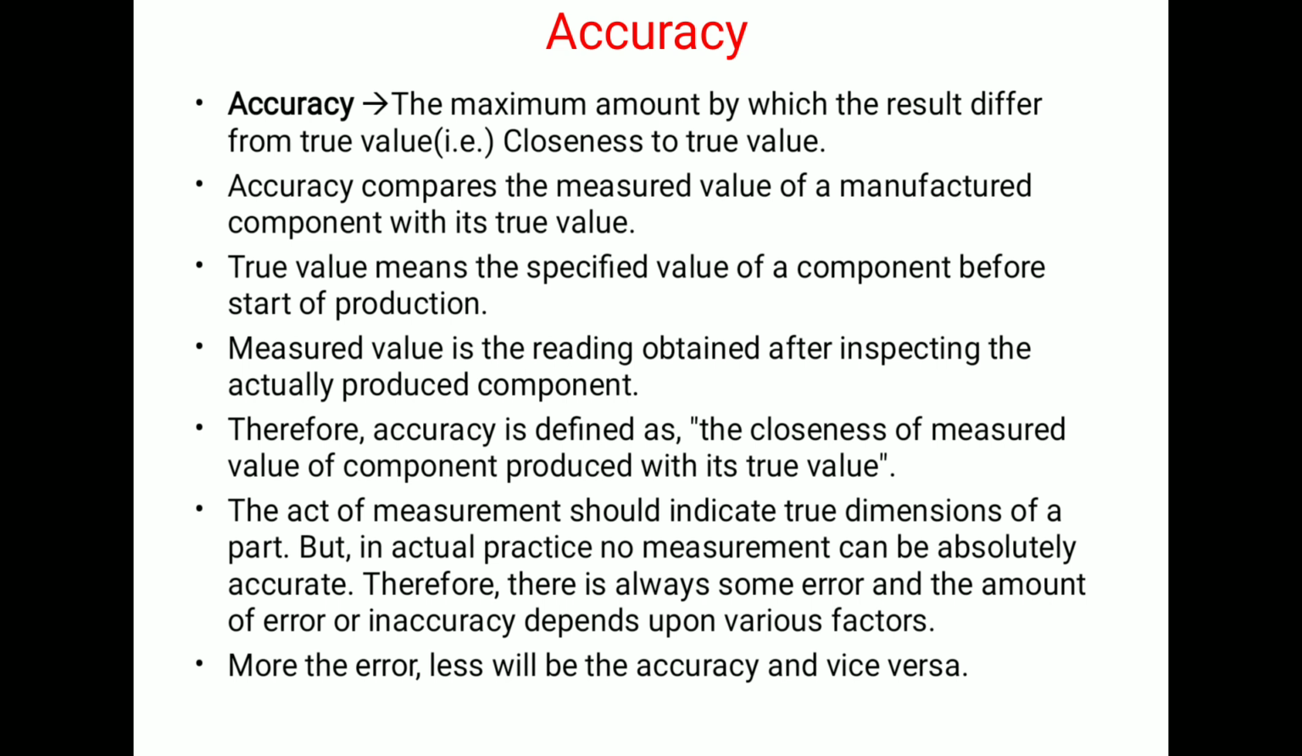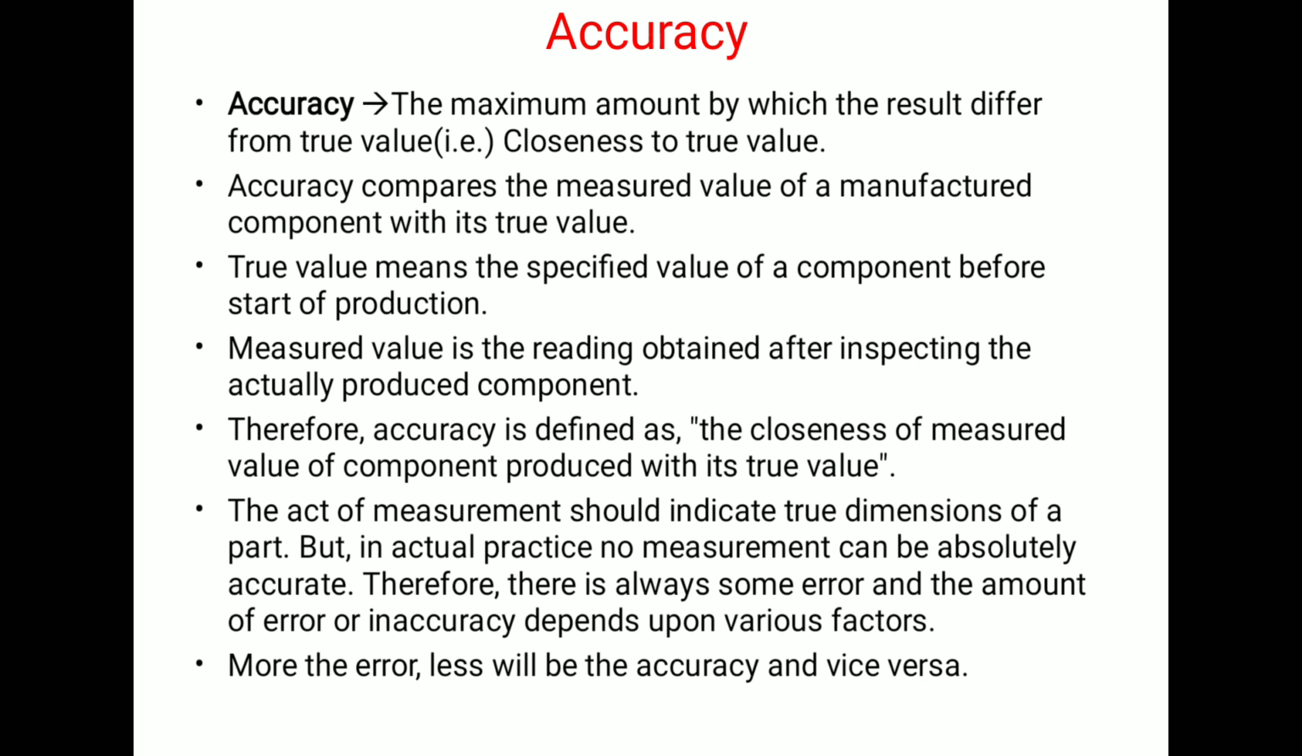So accuracy may be defined as the closeness of a measured value with the true value. Accuracy compares the measured value of a manufactured component with its true value. The true value means the specified value of a component before the start of the production. It is generally there on the design drawings or design sheets. So we call them true value. Measured value is the reading or value obtained after inspecting the actually produced component. Therefore, accuracy is defined as the closeness of the measured value of the component produced with its true value.